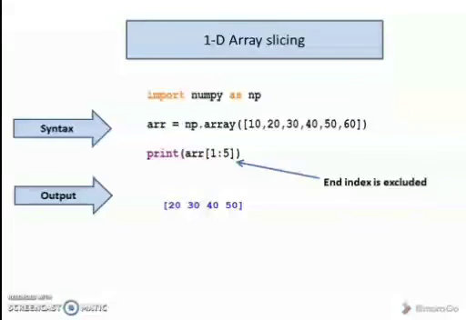We can also take elements of an array from one index to another index. So to get elements, we pass 2 parameters separated by a colon. The first parameter is the start index and the second parameter is the end index. The start index is included and the end index is excluded. So it will get elements from index 1 to index 4, right? When we run this code, the output will be 20, 30, 40, 50 because 20 is at index 1. Because the end index is not included.